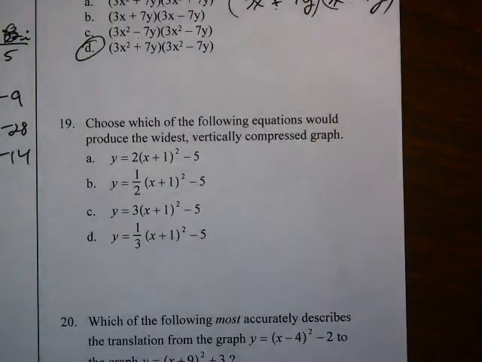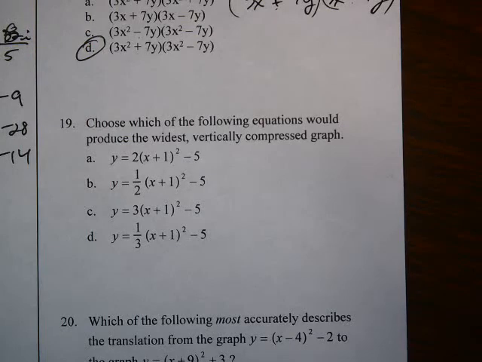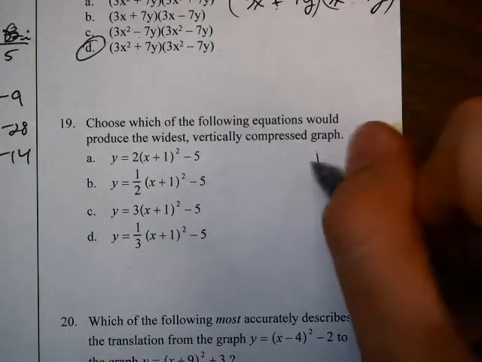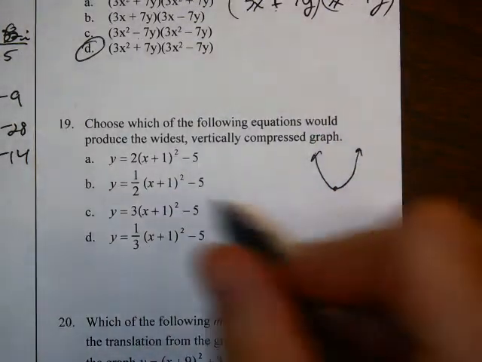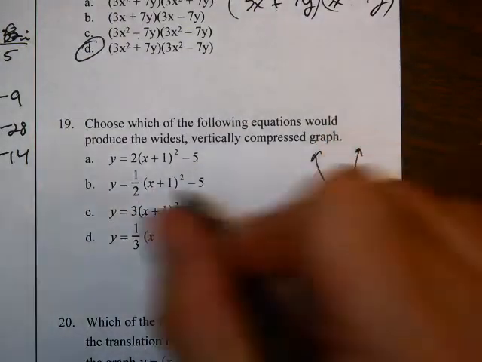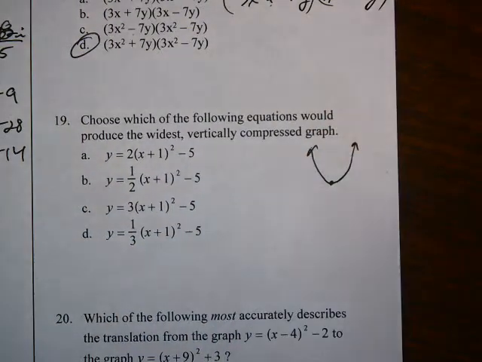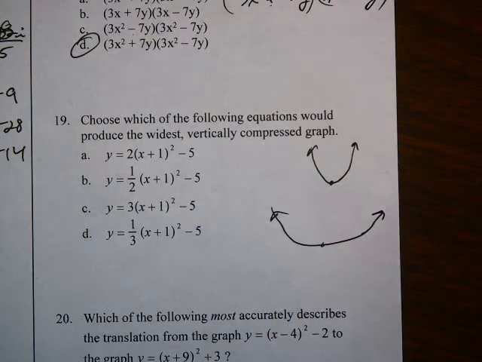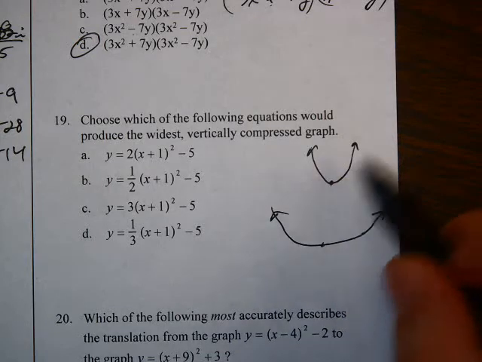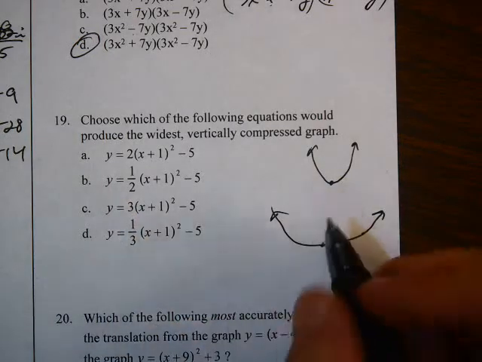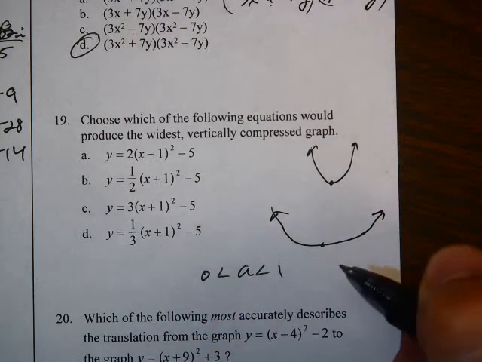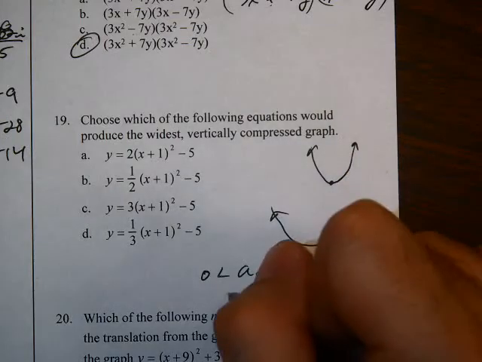Number 19, choose which of the following equations would produce the widest vertically compressed graph. Now what that means is normally your x squared when you're graphing is like this. But what they're asking is which of these equations is going to take this normal original parabola and make it like this. And to do that, what that means is that the rise is not as much as usual. And to get that, the a value has to be between 0 and 1. To make it skinnier, it would have to be greater than 1.